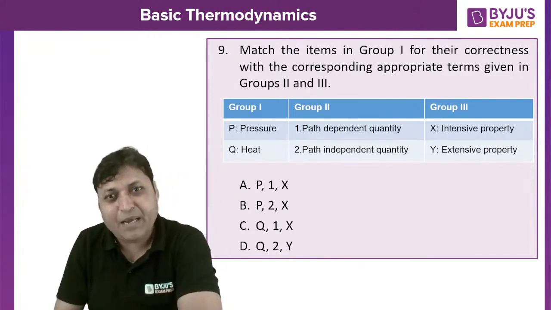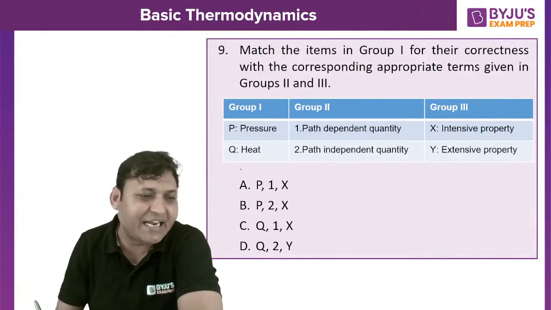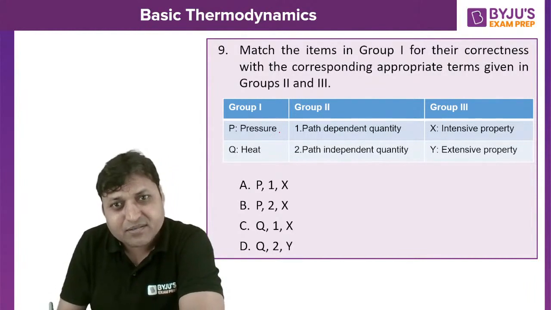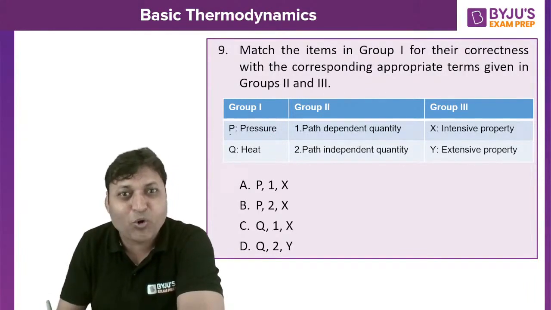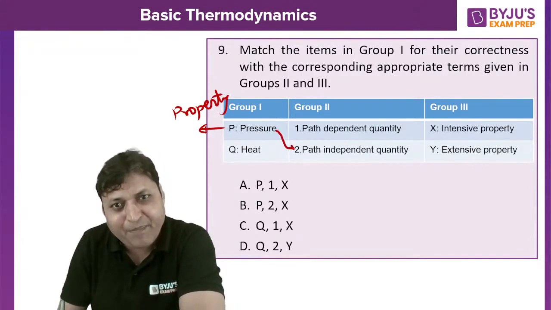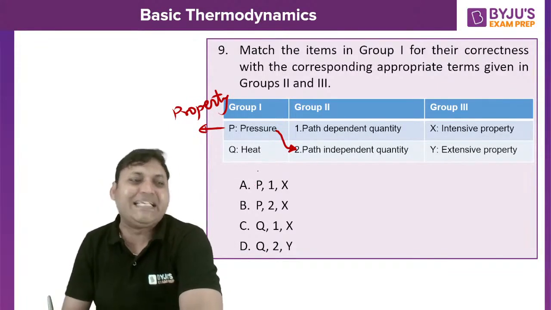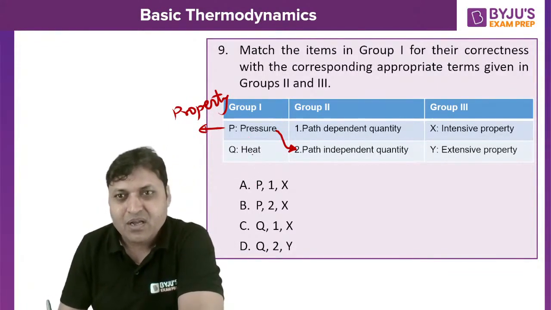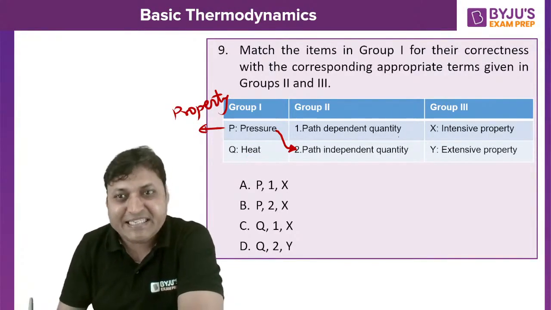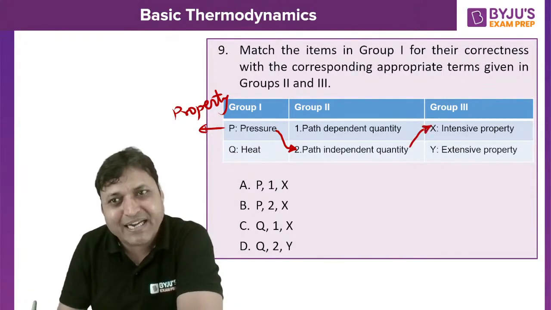Pressure. Is it a path dependent quantity or path independent quantity? Pressure is a property, so it is independent of path. It only depends on initial and final states. And is it an intensive property or extensive property? It is independent of mass also. It is an intensive property.